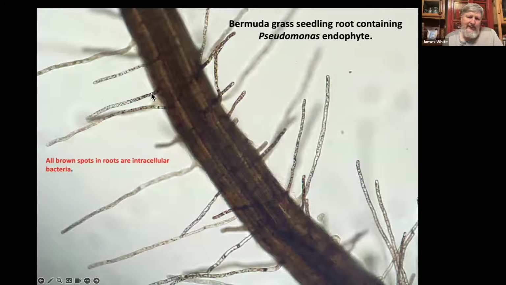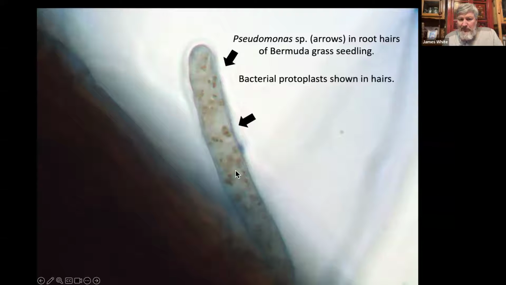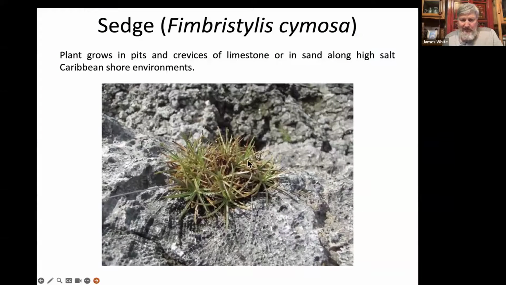Here you can see the hairs. I don't mean on them, I mean in them. You can see these hairs here. You can see the little brown dots there. Those are the bacteria that are inside those hairs. Without the bacteria there, you get no hairs. Here's what it looks like close up. You can see the root hair, and you can see the bacteria in it all over. They're loaded with bacteria.